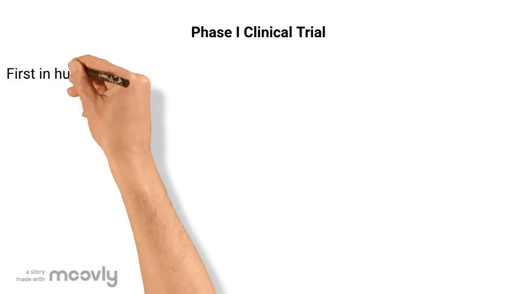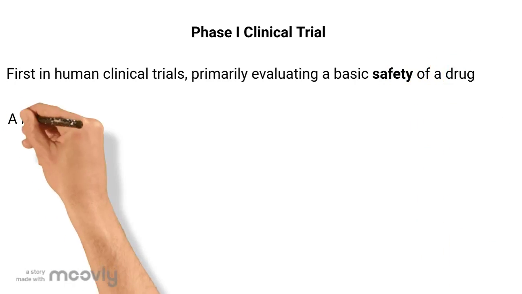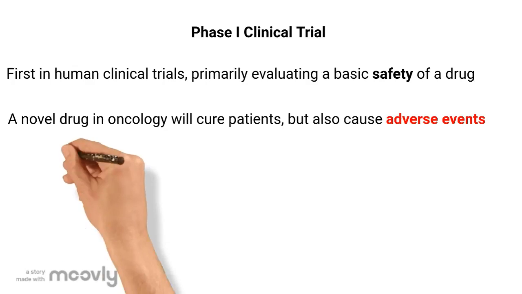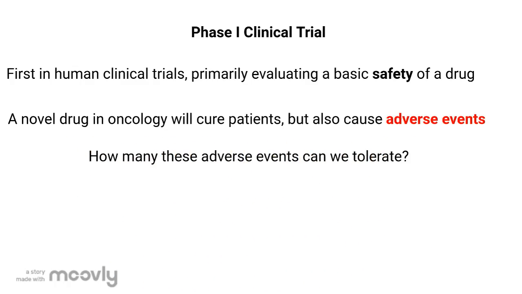A phase 1 clinical trial is a first-in-human study evaluating the basic safety of a drug. A new drug is developed to treat patients, but it can also cause undesirable adverse events. In oncology, where no treatment can result in death, some of these adverse events can be tolerated without any concern, for example rash, but some are more severe and life-threatening. For such adverse events, it's required that only a small proportion of the patient population would experience them. And the question is how many of these adverse events can be tolerated.